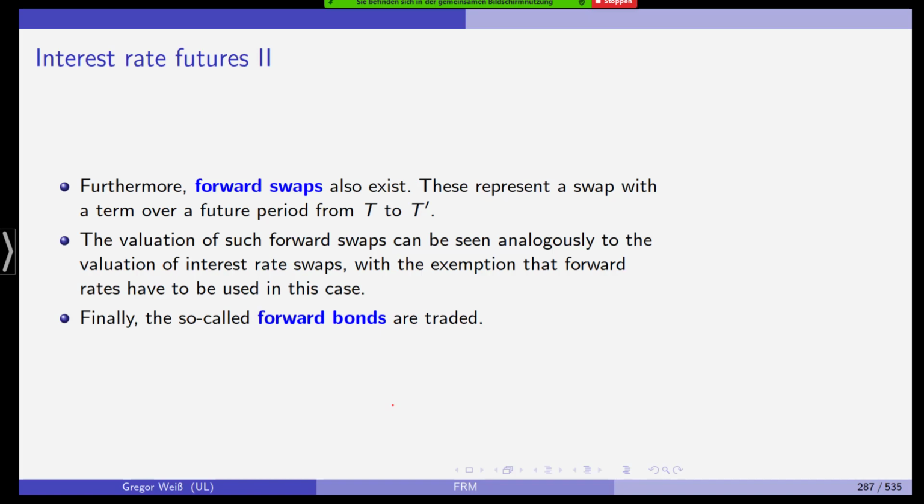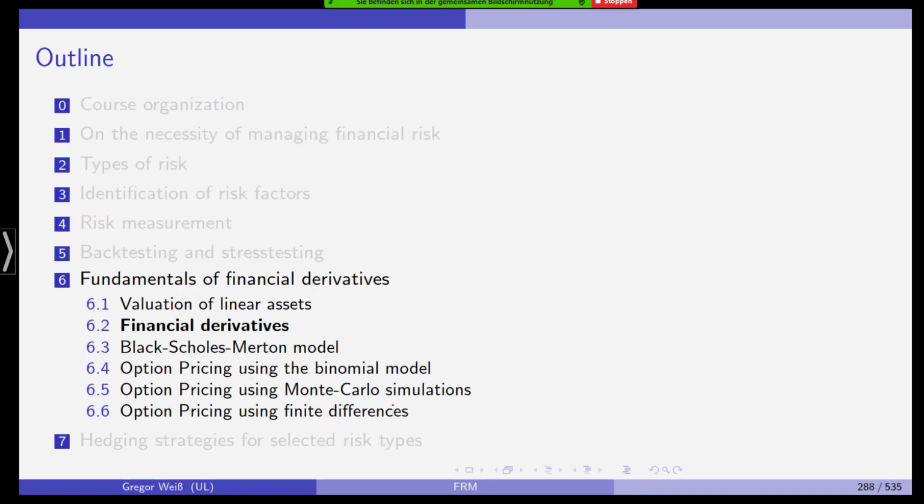Furthermore, in addition to interest rate futures, we also have forward swaps. They also exist. These represent a swap with a term over a future period from T to T'. The valuation of such forward swaps can be seen in analogy to the valuation of interest rate swaps, with the exception that forward rates have to be used instead of spot rates. And last but not least, we also have so-called forward bonds. They are also traded on the market. I don't want to go into the details here.